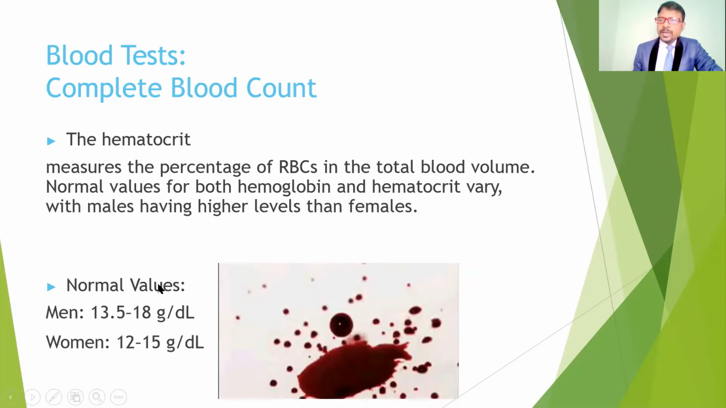So males are going to have higher values than the females. In men it is going to be 13.5 to 18 grams per deciliter, and in women it is going to be 12 to 15 grams per deciliter. So that is the hematocrit and also hemoglobin percentage. So why do we have to check these things?